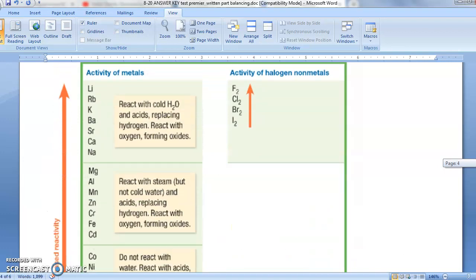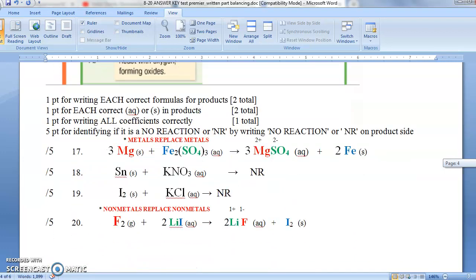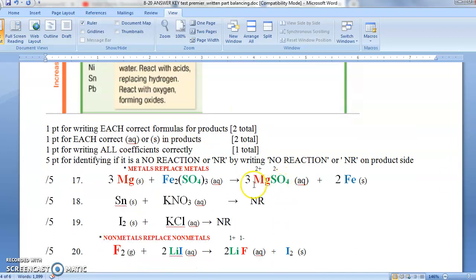All right, if you remember, metals replace metals, nonmetals replace nonmetals. In our first reaction, they're dropping a piece of magnesium in a solution of iron 3 sulfate. How do I know this is iron 3 sulfate? There's a 3 right there. They crisscrossed the 3 from iron. The 2 came from sulfate.